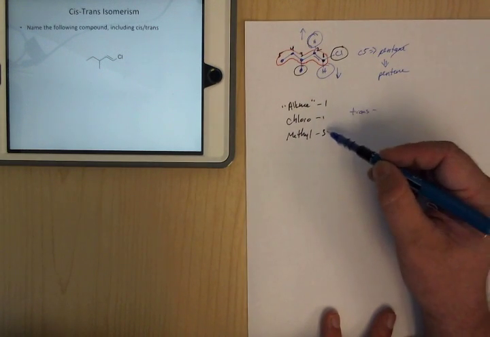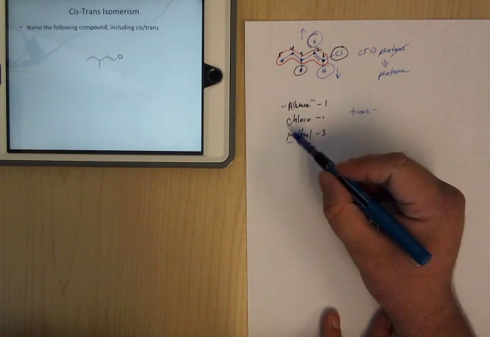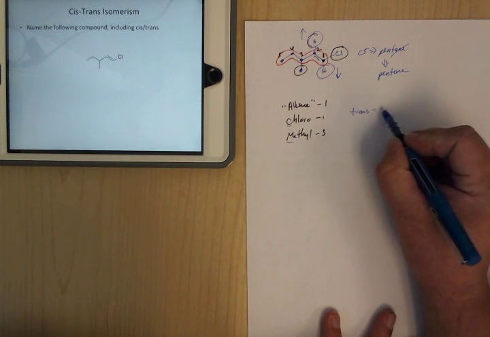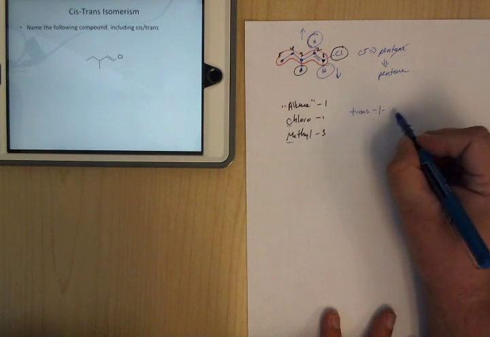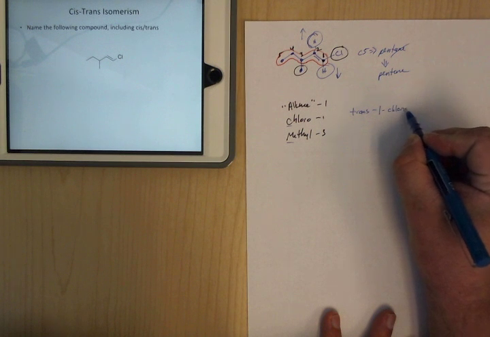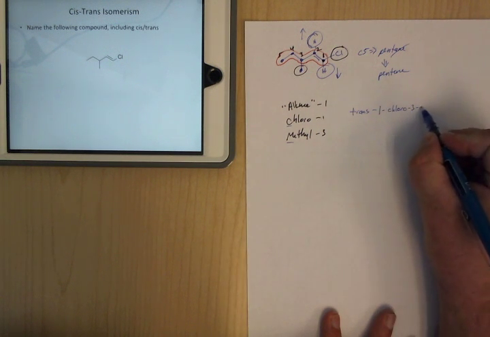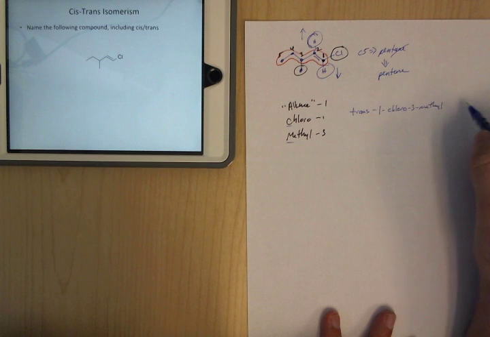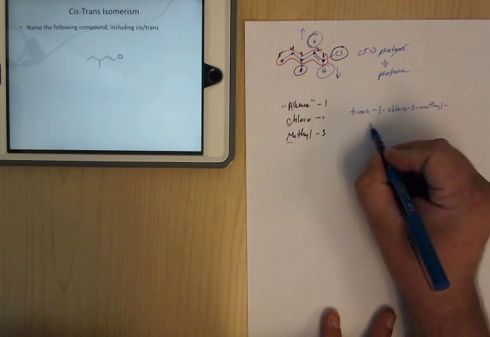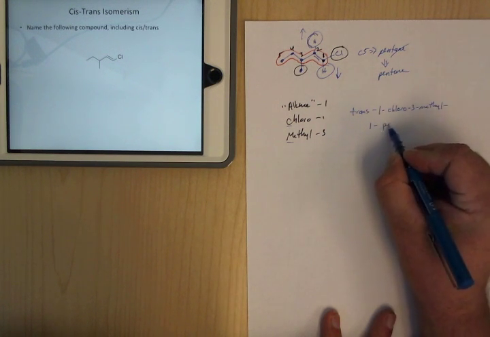So which comes first, chloro or methyl? Chloro's alphabetically first. So it would be trans-1-chloro-3-methyl-1-pentene.